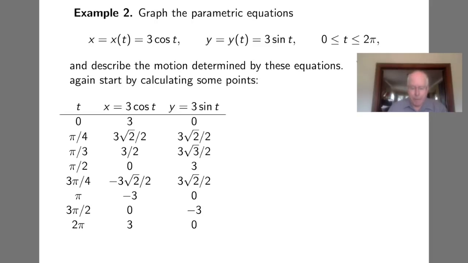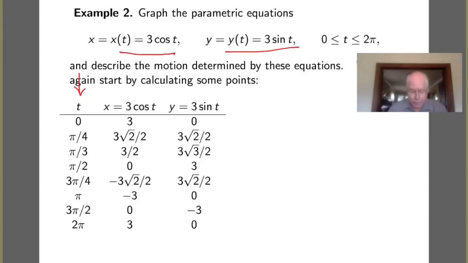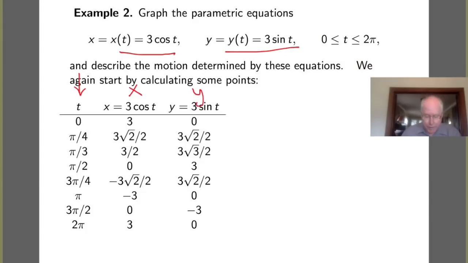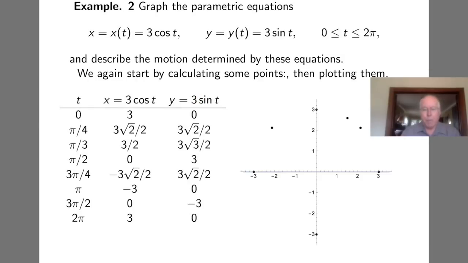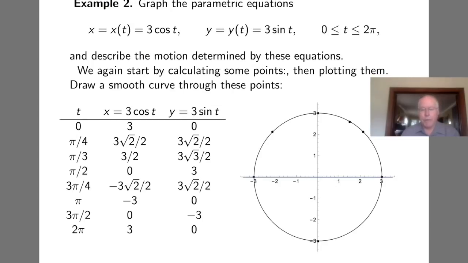Again, we can start by plotting some points. So again, we take several t values, as we see here, and for each of those t values, plug the t into the x equation and the y equation to come up with these x coordinates and these y coordinates, the ordered pairs. As before, plot these points. We get a configuration something like that. And if we draw a smooth curve through those points, we see a circle.